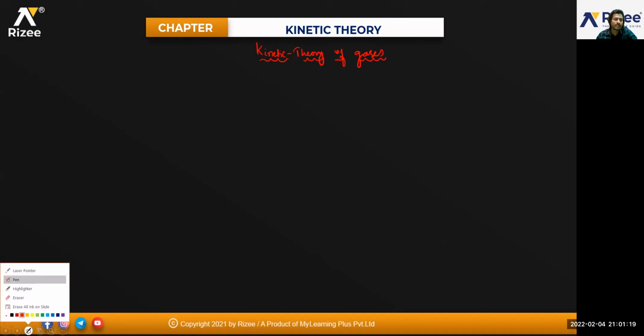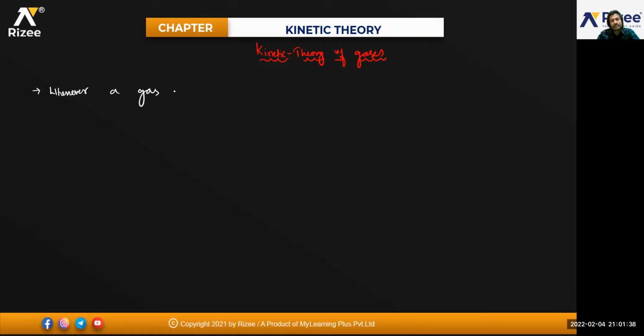Okay. See here. You know that whenever a gas is heated, there may be an expansion in the volume as well as in the pressure. Both pressure and volume will change. So whenever a gas is heated, both pressure and volume change.